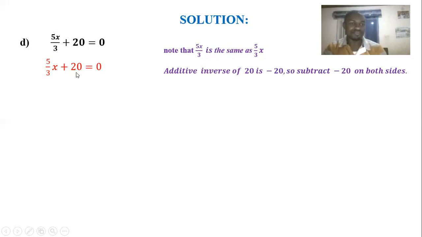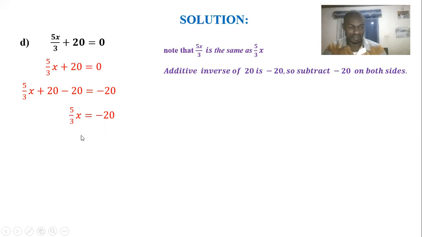So we've seen that adding the additive inverse of 20 is the same as subtracting 20 on both sides. So we subtract 20 from both sides. And when that is done, the left-hand side reduces to 5 over 3x, while the right-hand side gives negative 20, because 0 minus 20 gives negative 20, which simplifies to 5 over 3x equals negative 20.